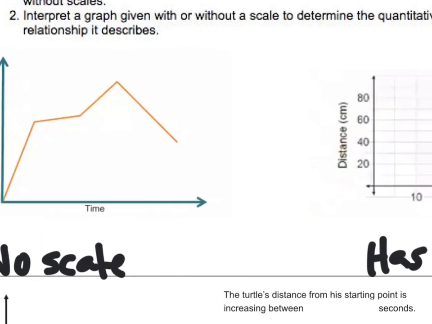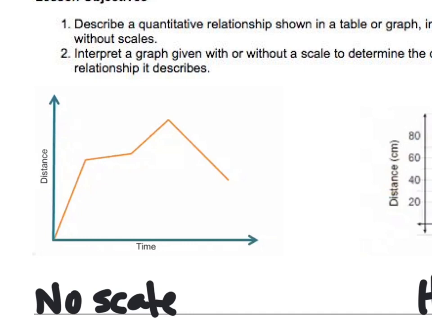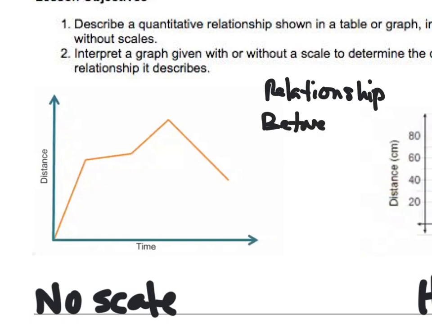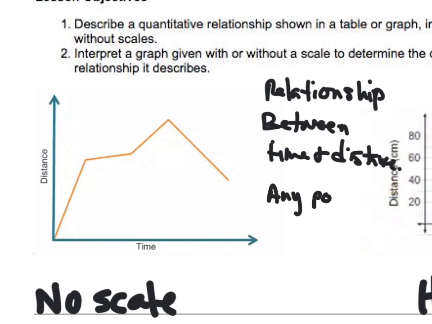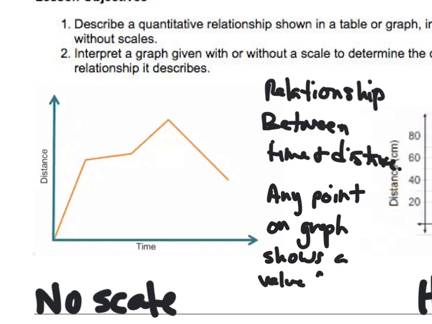So let me come in here. When I take a look at this graph here, this shows me a relationship between time and distance. So what we see here is that we have values for time and the distance traveled. At any point on the graph, it shows a value for time and distance traveled.